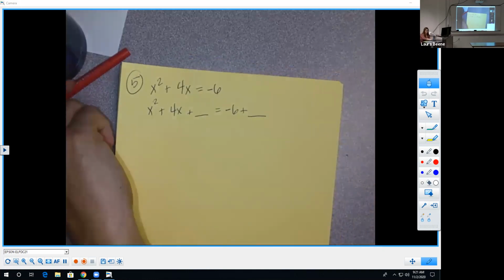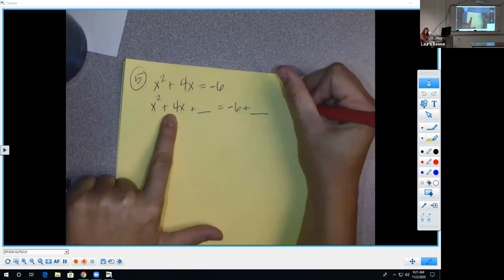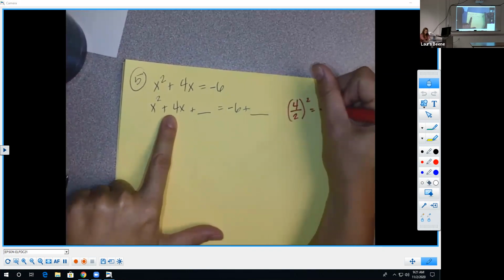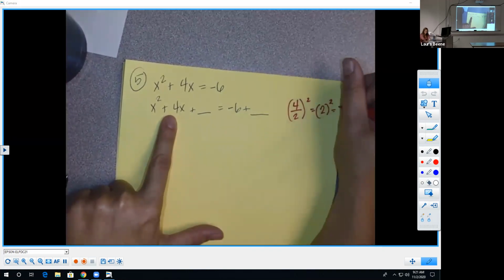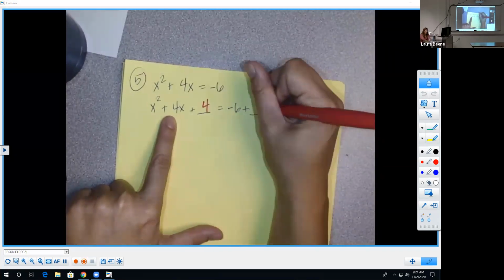Okay, so when you fill in the blank, you do b divided by 2 squared. Your b value is the 4. So 4 divided by 2 squared. 4 divided by 2 is 2, and 2 squared is 4. So the number that's going to go into blank is 4.